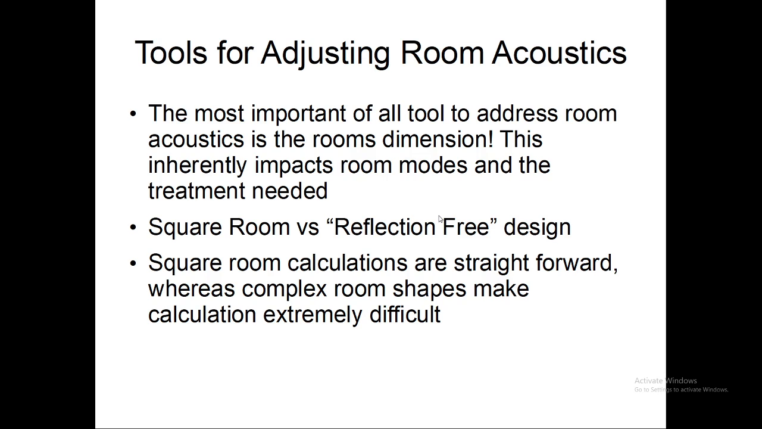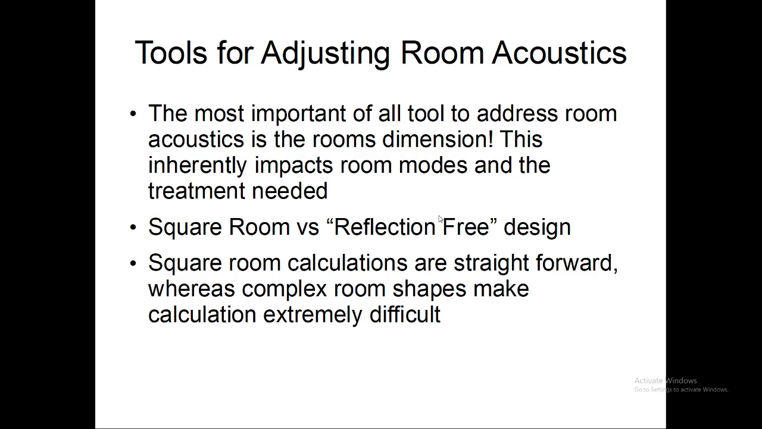Insulation definitely helps to knock down some frequency range. We'll get into that. I think it's right after this. So, tools. After we have built the room and we've done all the decoupling we can, you have to start adjusting for room acoustics. The most important way to prevent room acoustic problems is the room dimensions, because the room dimensions inherently interact with different room modes and standing waves.